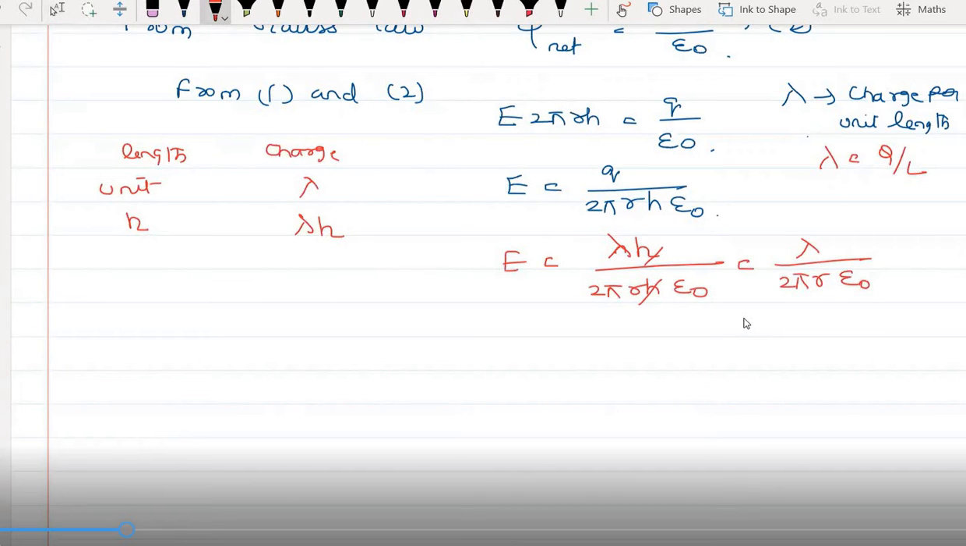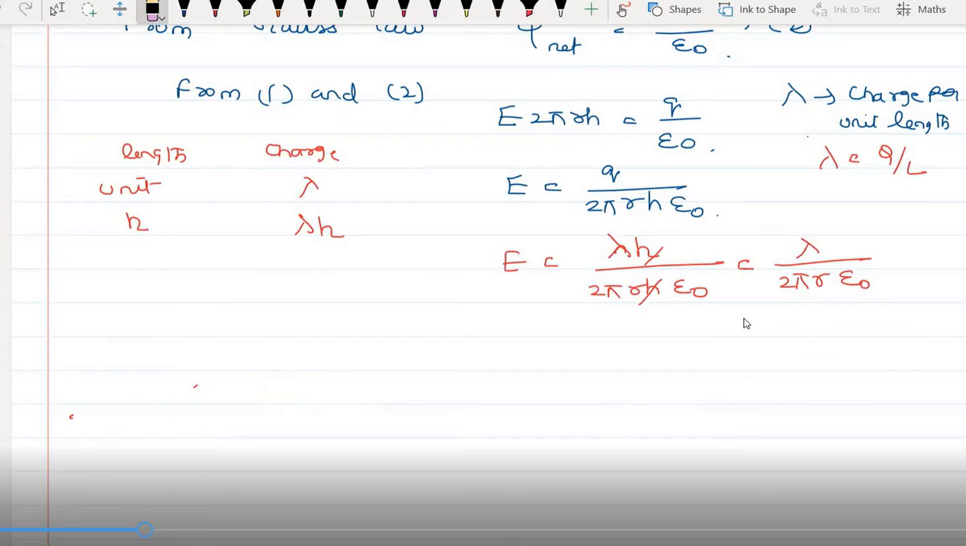Remember, if you don't understand this unit length charge, simply you can write lambda equal to Q by L. What is Q? Q is lambda L, where length L is the length of the given material. So here, H is the height length I have taken. So the charge enclosed will be lambda H. Is that clear, Vinu? Ishan?